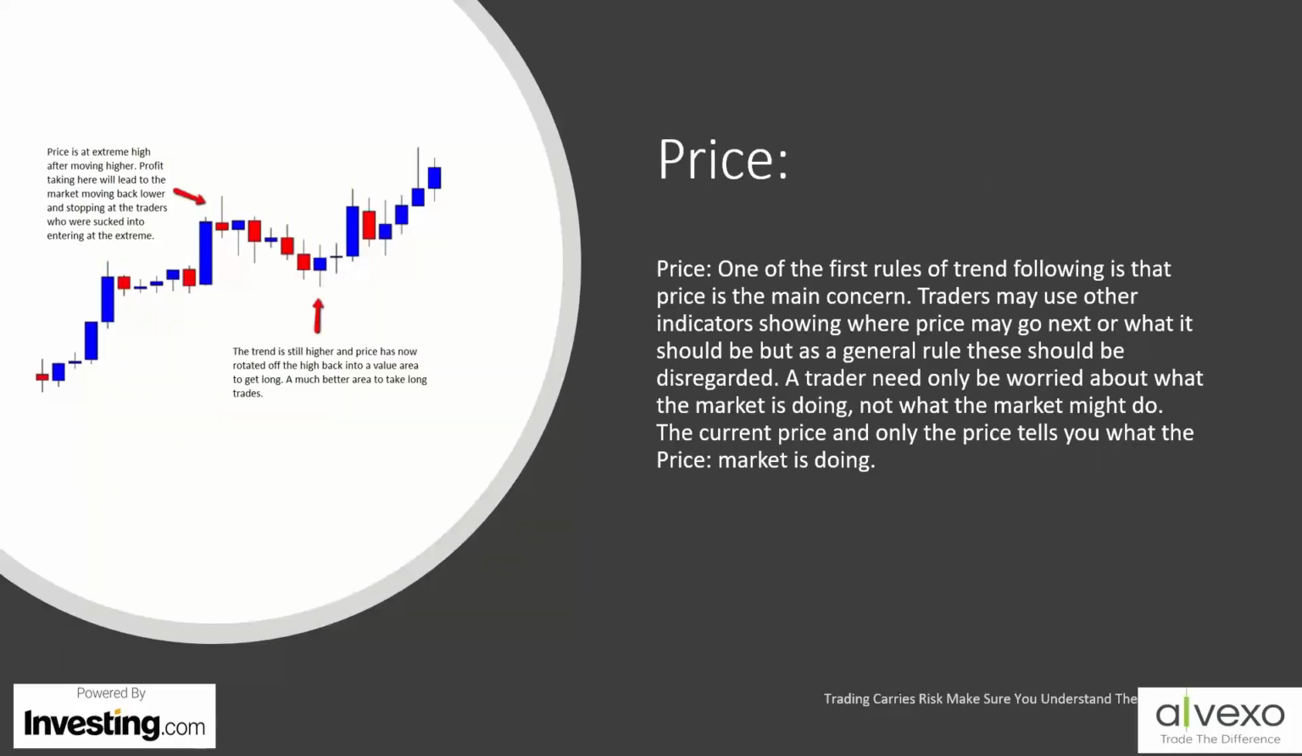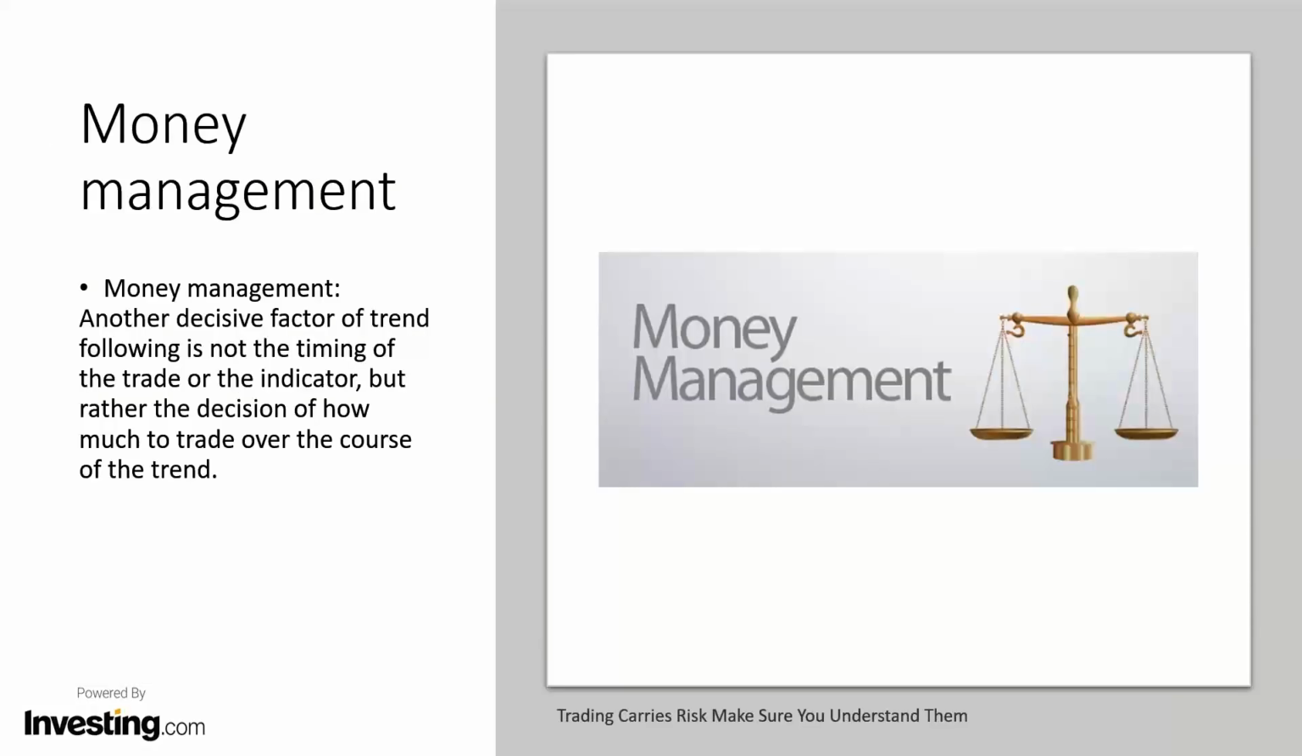So ultimately, the first thing we need to look at is price. One of the first rules of trend following is that price is the main concern. Traders may use other indicators showing where price may go next or what it should be, but as a general rule, these should be disregarded. A trader needs only to worry about what the market is doing.